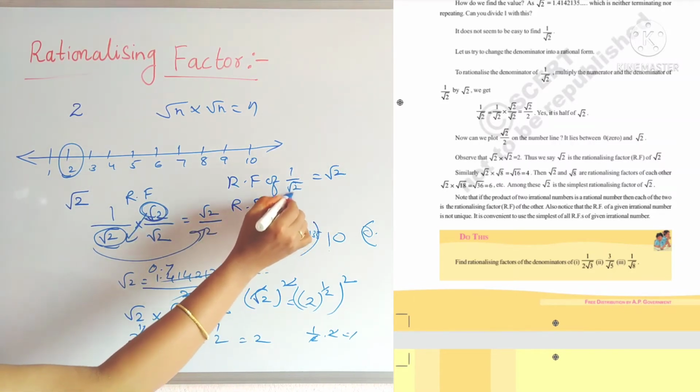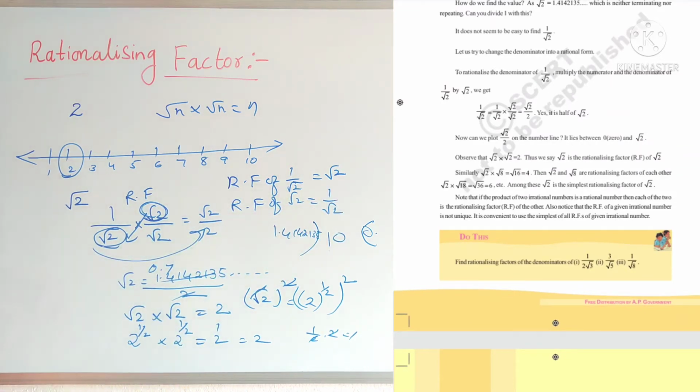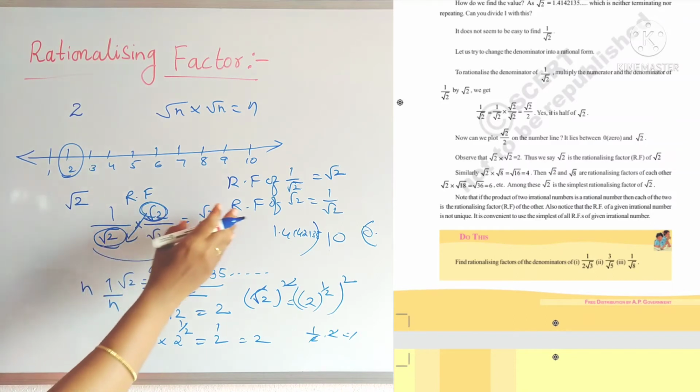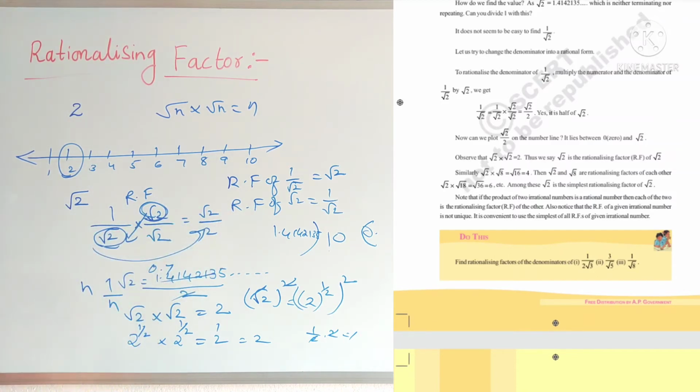The rationalizing factor of root 2, we can say, is 1 by root 2 also. And it is not unique, that means it is not the same in all cases. Just basing on our convenience, we will take that rationalizing factor. That means, depending on our convenience we will change the value always. It is not that since there is n, it must be 1/n. Just basing on our convenience we will consider the rationalizing factor. What is a rationalizing factor? When two irrational numbers are multiplied and we get a rational number, then those are called rationalizing factors of one another. Okay, now we will see the problems on this.